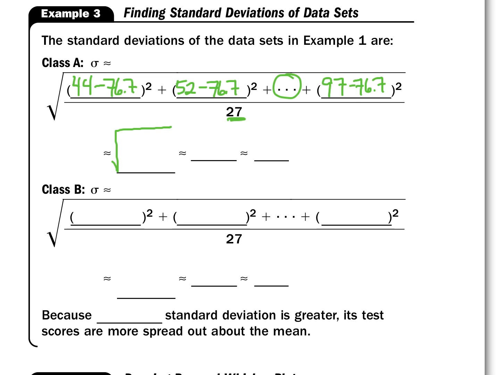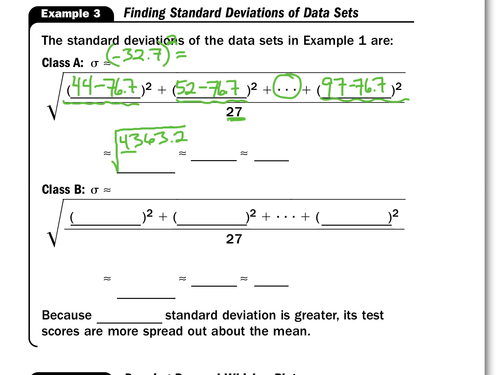So this would probably be a good time to pause and perform all of this computation. 44 minus 76.7 would be negative 32.7, and then you would square that, okay? And 52 minus 76.7, and then square that, all of those numbers, and then add that all up. If you've done all of that computation, you should get 4,363.2, or somewhere in that neighborhood.